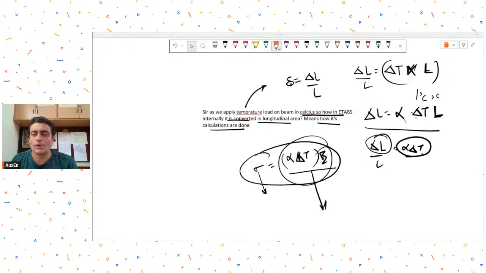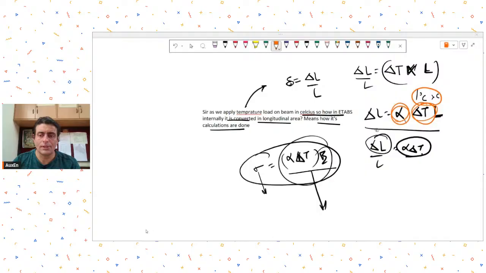So if you put the temperature gradient in degrees Celsius, then this alpha has to be per degree Celsius. If you are putting the temperature difference in Fahrenheit, then this alpha has to be per degree Fahrenheit. So this alpha value, the temperature coefficient, will change according to whatever units of temperature you are taking.